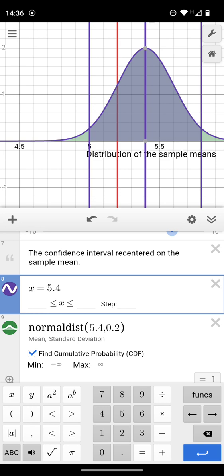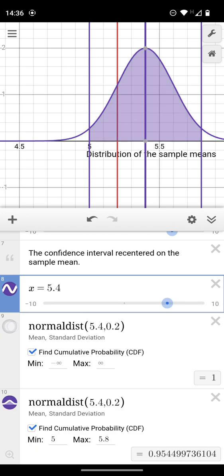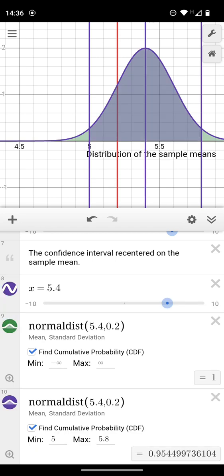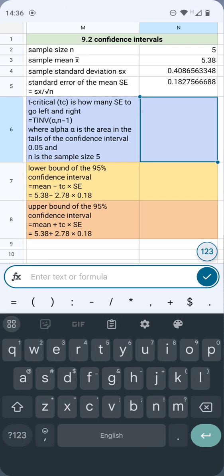Yep. The area in green is the tail area. That is, if I turn it off, that's the 95% confidence interval. Then those green tails on the left and the right, that's the area in the tail. Since the 95% confidence interval is 95% of the area, the area in the tails is 5%, or in decimal form, 0.05. That's what we'll be using back here.